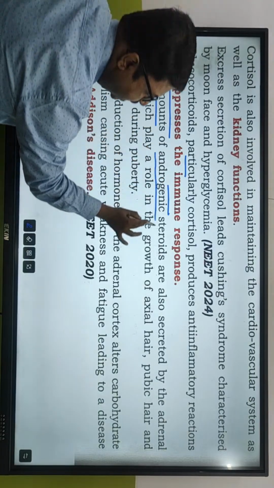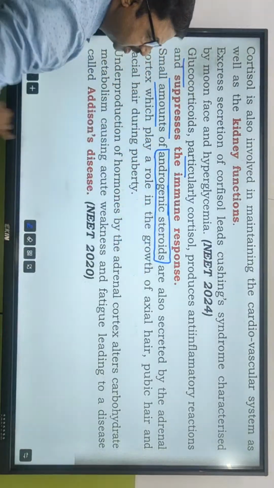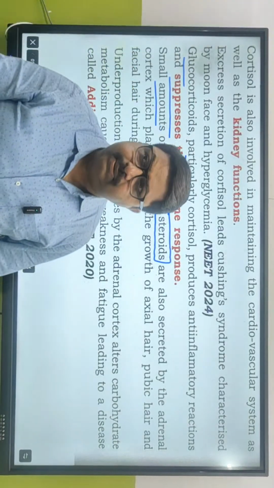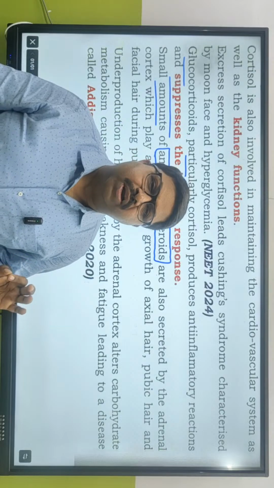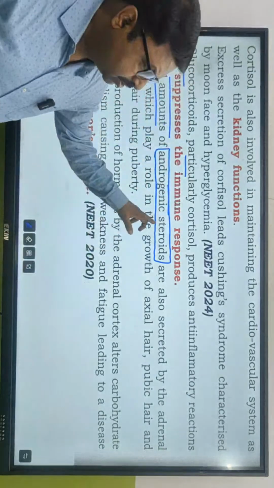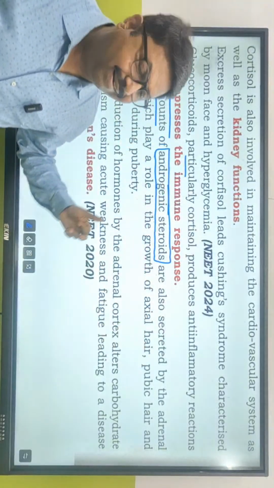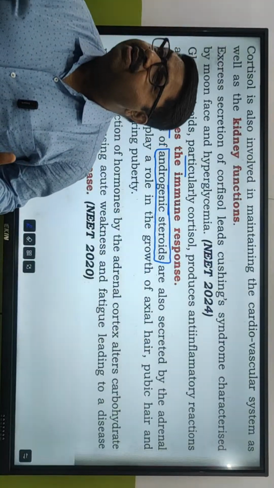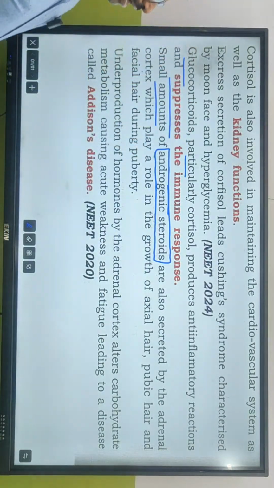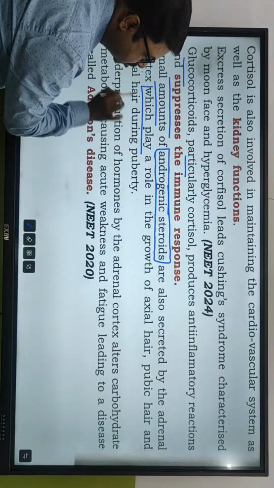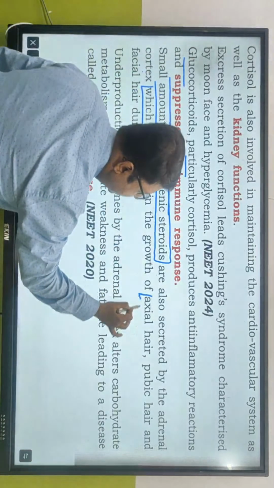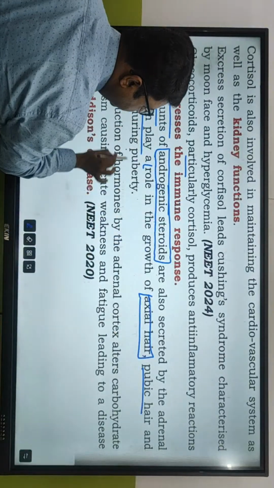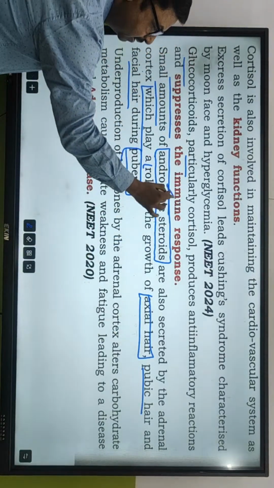Small amounts of androgenic steroids. देखो यहाँ पे small amount of androgenic. What is androgenic? Andro means what? Study of male reproductive system is called andrology. Androgenic steroids are also secreted by the adrenal cortex. Tell me, what is the androgenic one? Testosterone. From the adrenal cortex. Sex corticoid, which plays a role in the growth of axillary hair, pubic hair and facial hair during puberty. बोलो समझ में आया क्या?